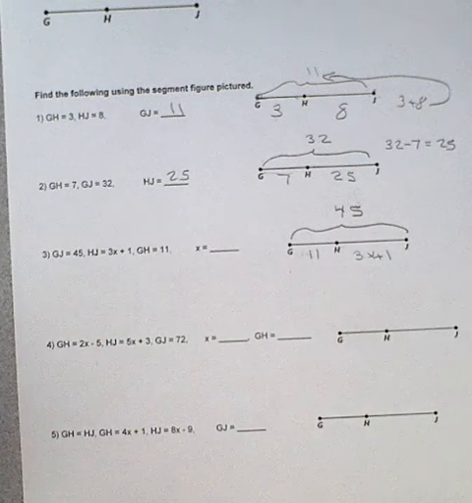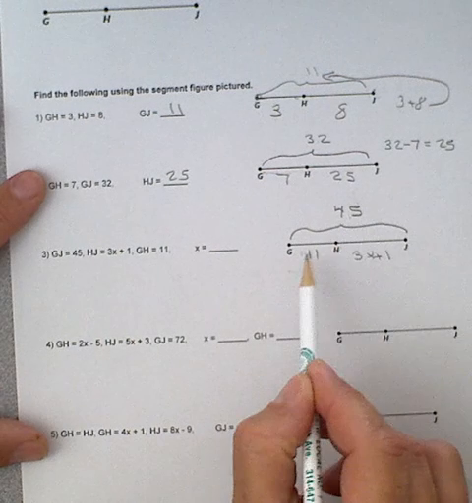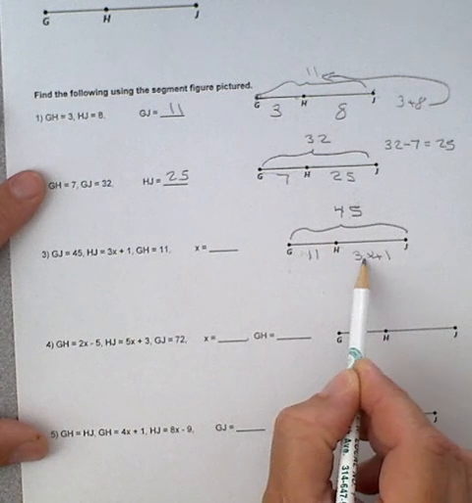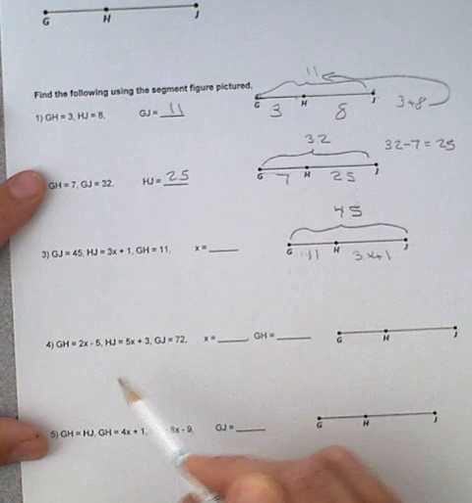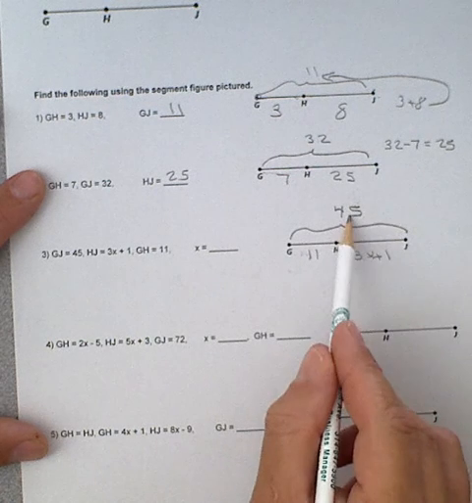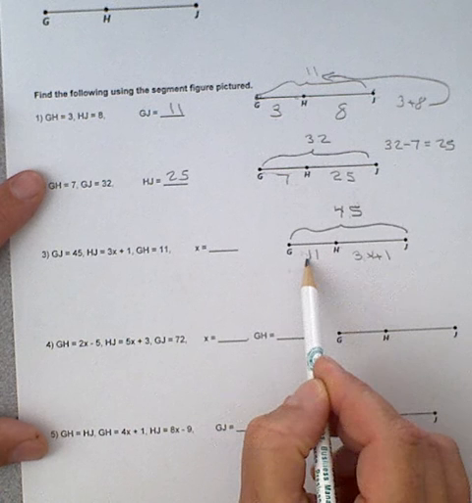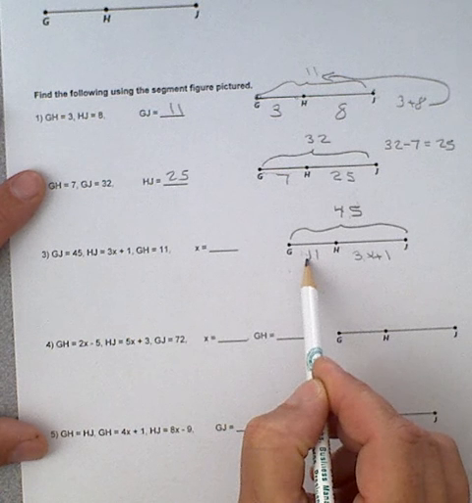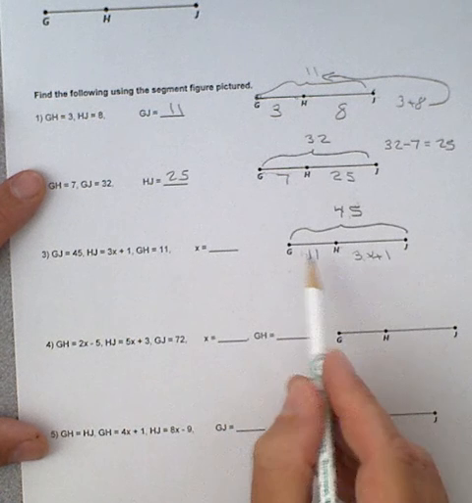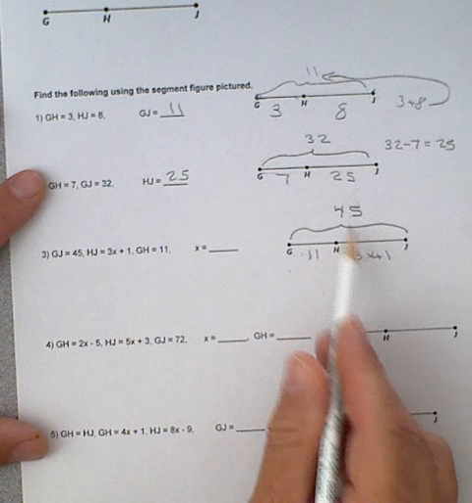Now I could set up the big stick minus 11 equals 3x plus 1, or I could set up the big stick minus (3x plus 1) equals 11, or I could set up 11 plus (3x plus 1) equals the big stick.